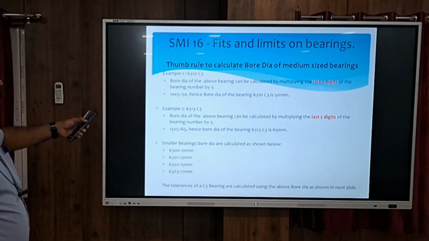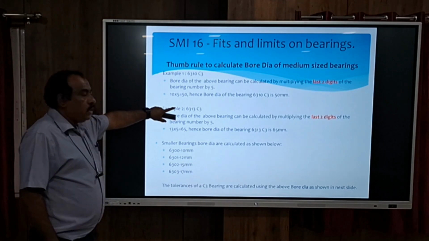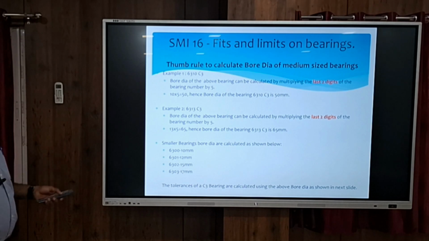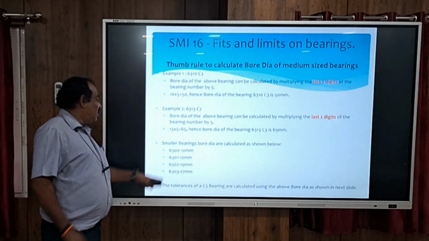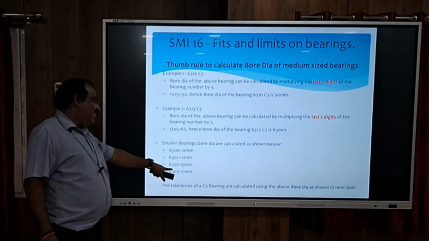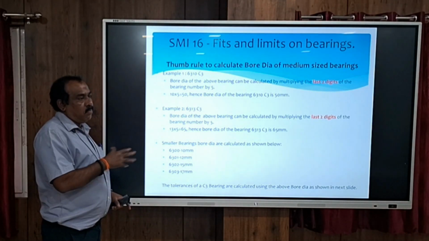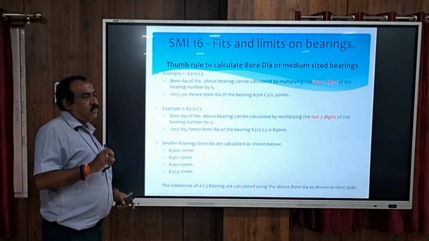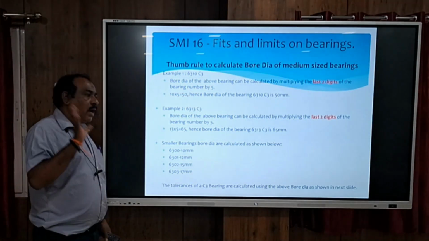This is the thumb rule for measuring the bore dia of medium sized bearings. The last two digits will be taken for inner bore dia measurement. 6310 means 5 times 10, which is 50, and 6313 means 65. The inner dia of the bearing and the shaft dia are also the same. But Sudhir sir may get a doubt now: 6300, what is the dia? So 6300, 6301, 6302, 6303 have been standard. There you cannot multiply. From 6304 onwards, we can multiply, and that will give the shaft dia as well as the bearing inner dia. But up to these numbers, it will be standard.